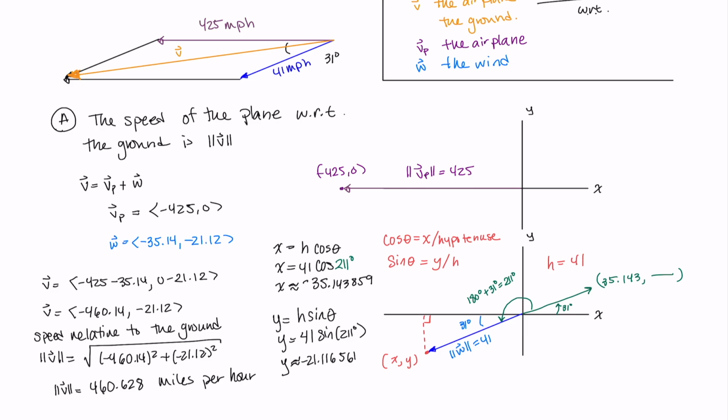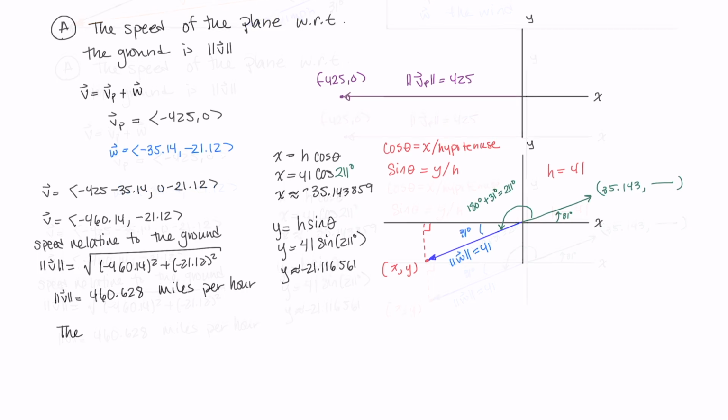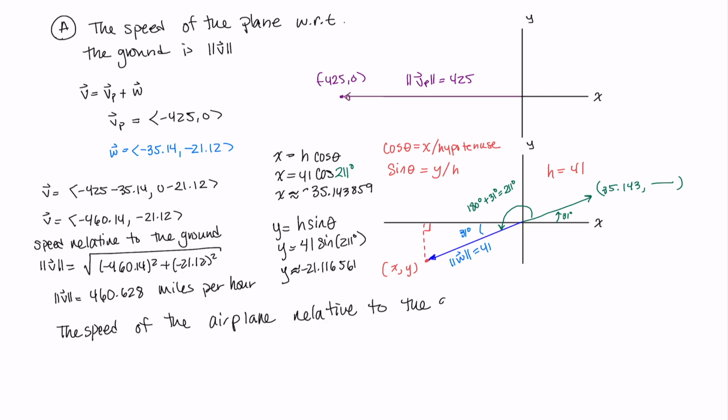If you were writing about this verbally, I would say, and let me scroll up for this, the speed of the airplane relative to the ground is about 461 miles per hour. Let me just do mph, so I don't run out of space.